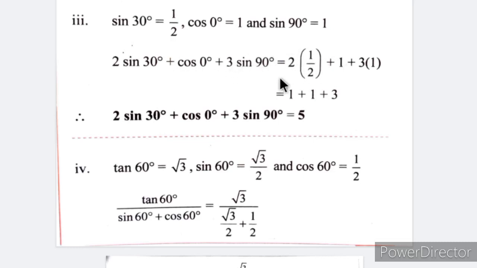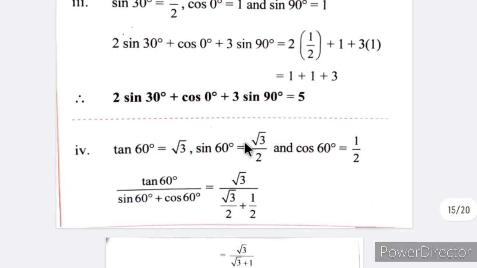So 3 into 1. And 2 into 1 upon 2, the 2 and 2 cancel, only 1 is remaining. 1 plus 1 plus 3 into 1 is 3. So 1 plus 1 plus 3 is nothing but 5. So we get the value of 2 sin 30 degree plus cos 0 degree plus 3 sin 90 degree equals 5. And now you will be observing that these sums are so silly and simple.